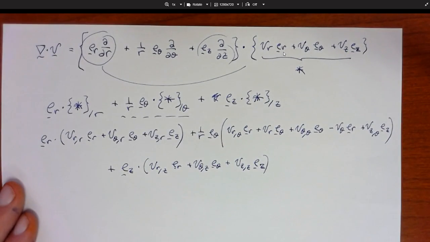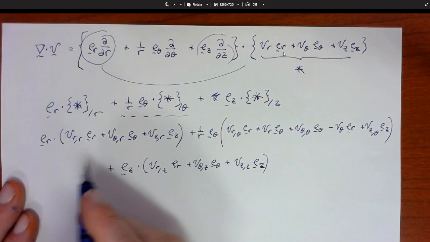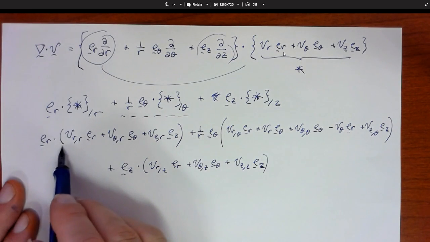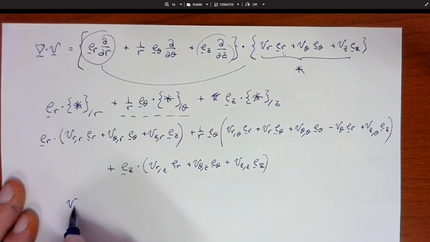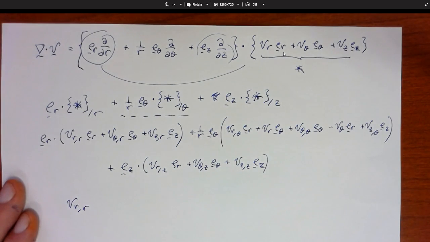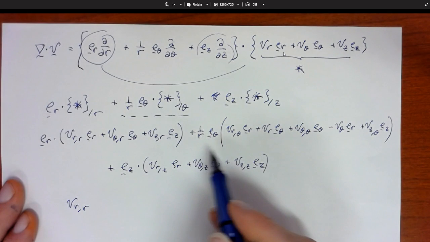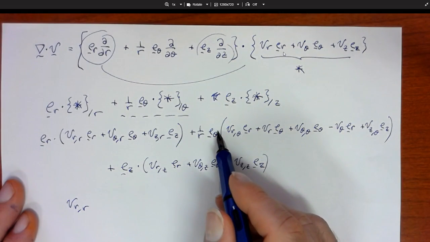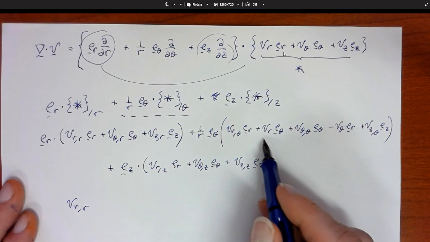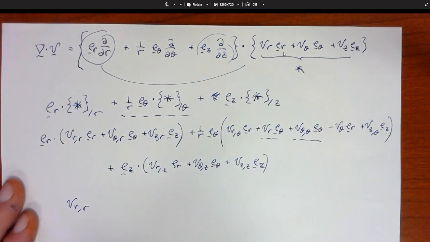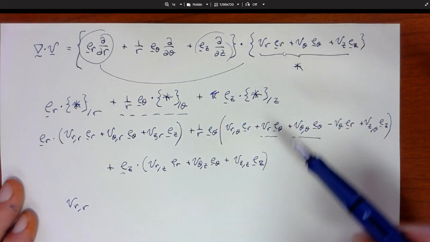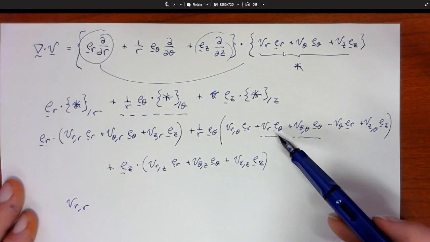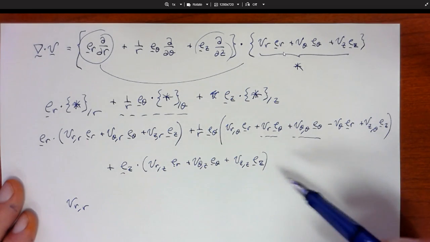Now you can see most of these unit vector components I didn't have to write out, because we're going to dot with ER. That means only this one survives, so I get VR comma R. Now when I look at this term, you can see there are two theta terms. One of them, like this one, comes about from the fact that ER changes as we move with theta. So that was absolutely necessary to get this component, and that's where this component comes from.